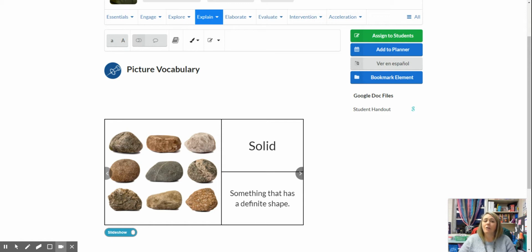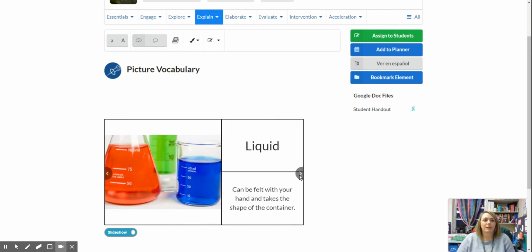So our next word is solid, and that is just something that has a definite shape. This is a solid. This is a solid. It has a definite shape. I can't change this shape. Now, if I broke it, it would change its shape. But leaving it in its standard shape like this, it's just a solid.